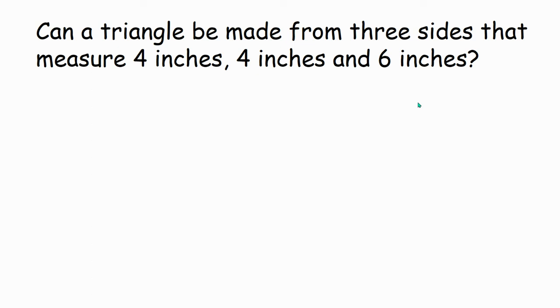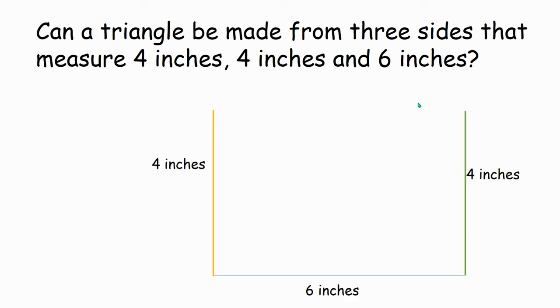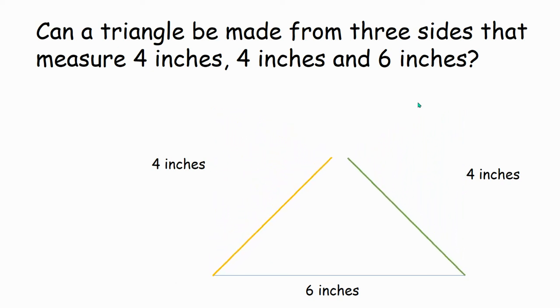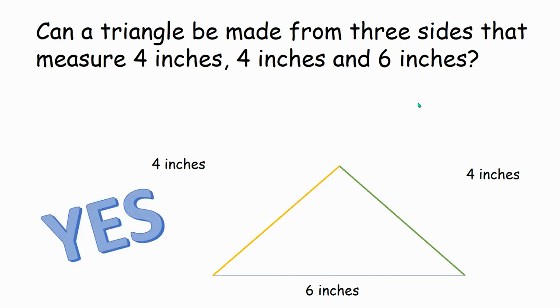Well, 4, 4, and 6. Let's see. 4 plus 4 is 8. So this should make a triangle. Why? Because the two sides together, when you add them together, are more than the other side.